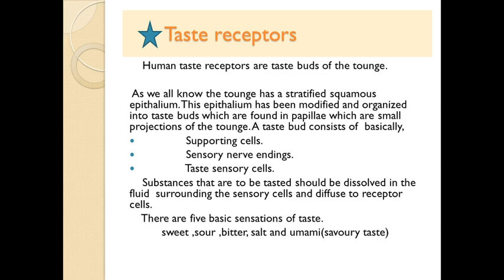So when we consider a taste bud, it consists of three main components. They are supporting cells, sensory nerve endings, and taste sensory cells. These supporting cells are actually normal epithelial cells. Taste sensory cells are the modified epithelial cells. And in the taste sensory cells, we can find sensory nerve endings.